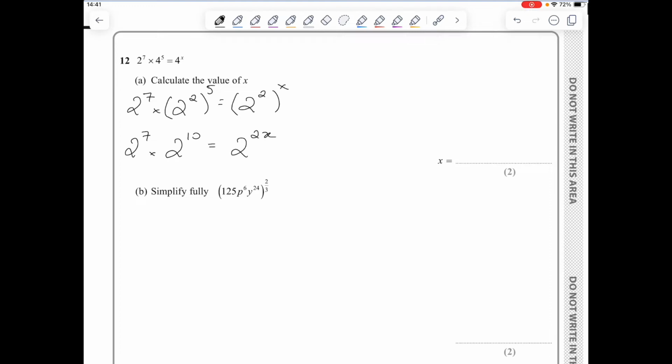I'll continue on the side. Now I'm going to add the 2 powers on the left. So 2 to the power of 17 is equal to 2 to the 2x. Therefore, the 2 powers must be the same. 17 is equal to 2x, which means that x is 17 over 2.